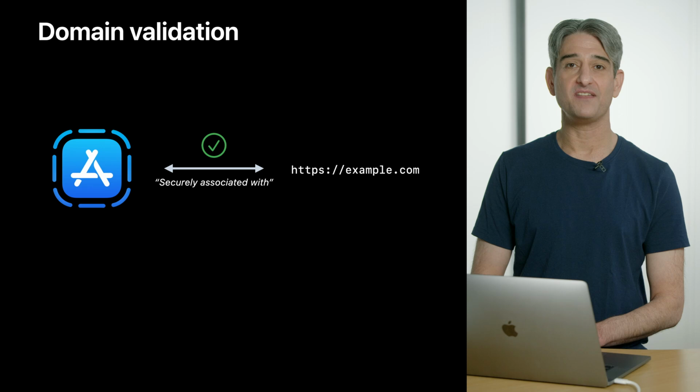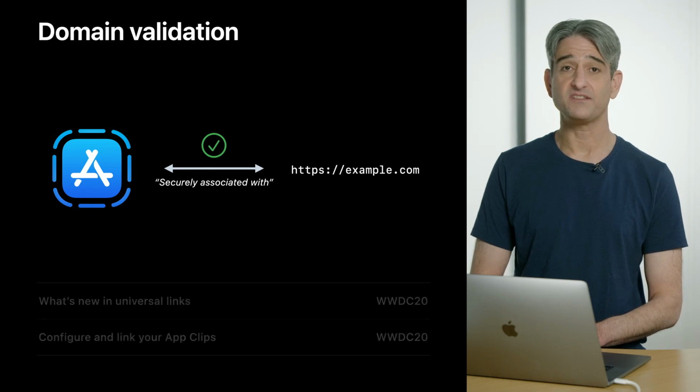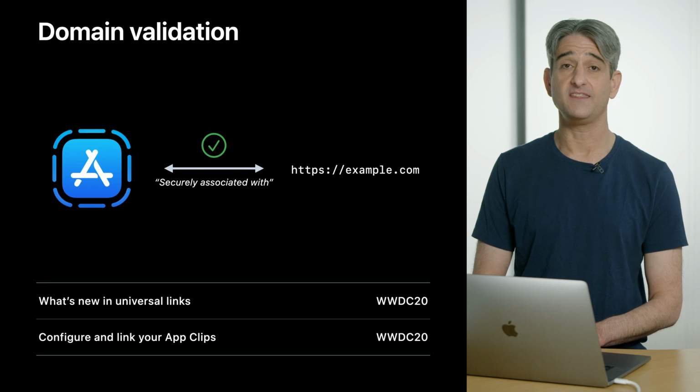Prior to displaying UI that surfaces your app clip, the OS checks to make sure that the invocation domain is verifiably associated with your app clip. In other words, that means the URL viewed in Safari or encoded in a QR code must have a secure association via entitlements and an AASA file with your app and app clip. If this is not configured properly, your clip will not be surfaced. For more information on establishing the secure association, please see the What's New in Universal Links session and the Configure and Link Your App Clip session.